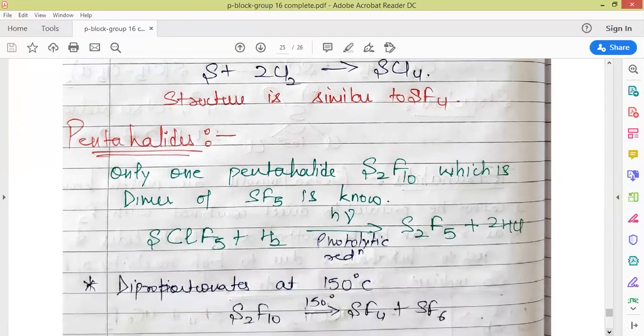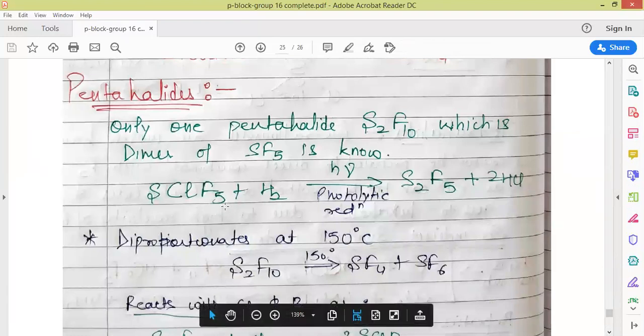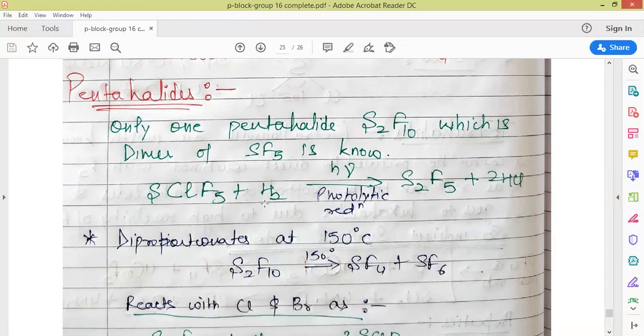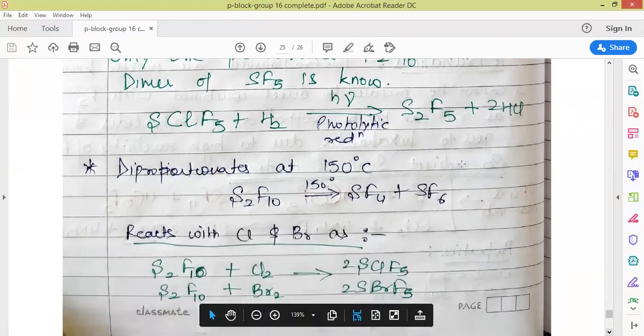Now coming to the pentahalide, only one pentahalide for group 16 elements is known so far, which exists in the form of a dimer, that is S2F10, which is a dimer of SF5. This is synthesized from the hexahalide of sulfur, where one halogen is chlorine and the others are fluorine. These undergo photolytic reduction in the presence of hydrogen and light to give us S2F10, that is the pentahalide of sulfur. Here it should be 10, not 5. So it is S2F10.